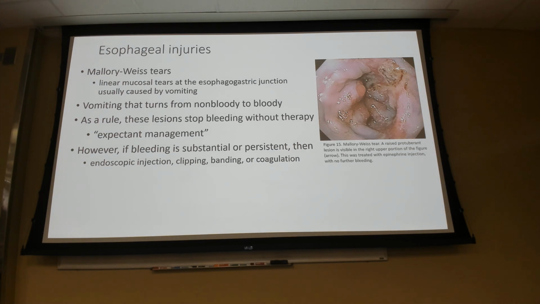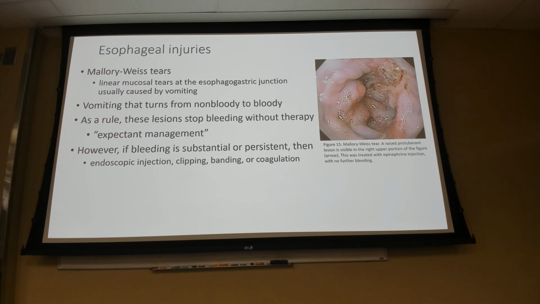And then there are other esophageal injuries, like the Mallory-Weiss tear, which can sometimes be confused with Boerhaave, but typically Mallory-Weiss has upper GI bleeding, so you'll usually have vomiting that started non-bloody and then progressed to bloody. These actually heal pretty well on their own, like 90% of the cases heal on their own. So we usually don't do any intervention as long as they're stable.